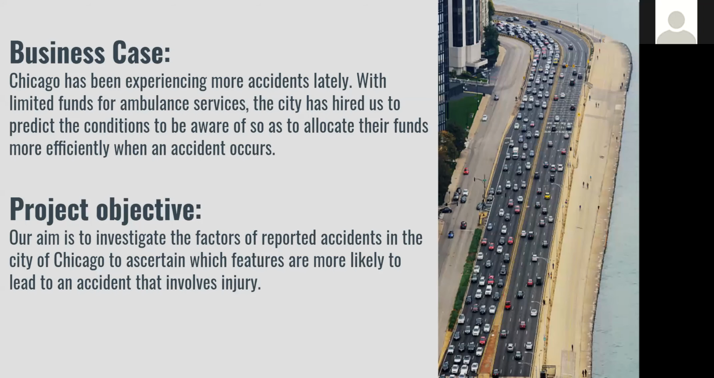So, the city of Chicago has been experiencing a lot more accidents lately, and with limited funds for ambulance services, the city has hired us to predict which conditions are more likely to lead to accidents that involve an injury, so they can more efficiently deploy their ambulances. So our project objective is to investigate factors of accidents in Chicago and determine which features are more likely to lead to accidents that have an injury.